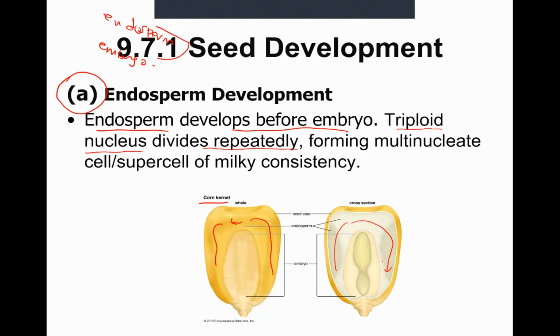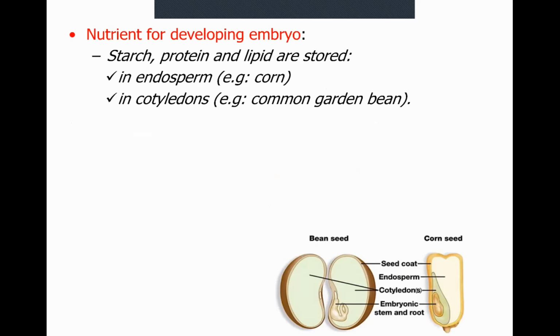Okay, so endosperm develops first before the embryo. Okay, so it is formed from the triploid nucleus, right? And the function is to provide nutrition and support for the embryo. All right. Okay, and then what happened to the endosperm? Endosperm will become solid. Okay, right.